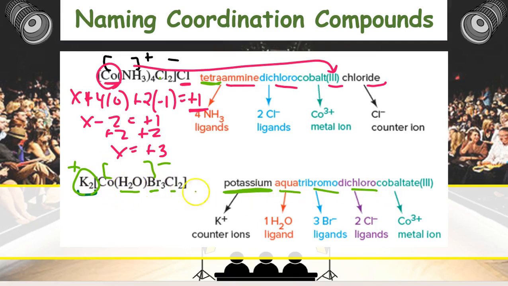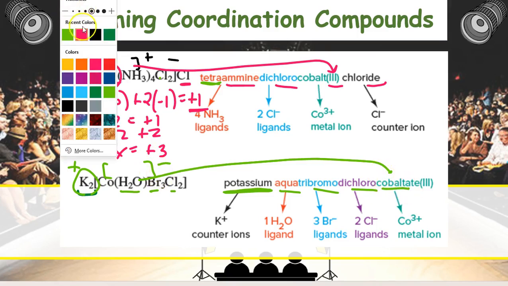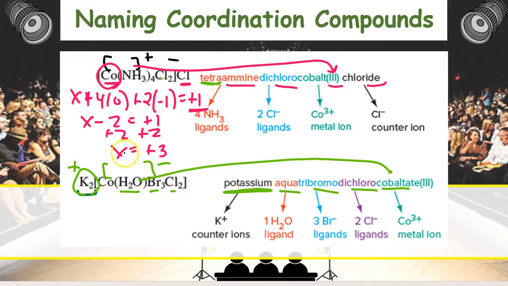Then we're going to put the amount. Water is just 1, so it's just straight up aqua. There's 3 bromines, so it's tribromo. And there's 2 chlorines, so it's dichloro. And then at the end, you're going to write the transition metal, cobalt. But the only difference is anytime you have an anion as your complex ion, you have to end your metal in ate.